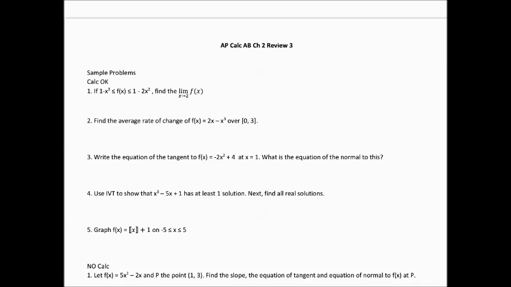This is the third review that you got in class, so let's go ahead and take a look at this and do some of these problems. On the first question it says, sample problems. These you can use a calculator, so make sure you understand on these, it's best to have your calculator handy.